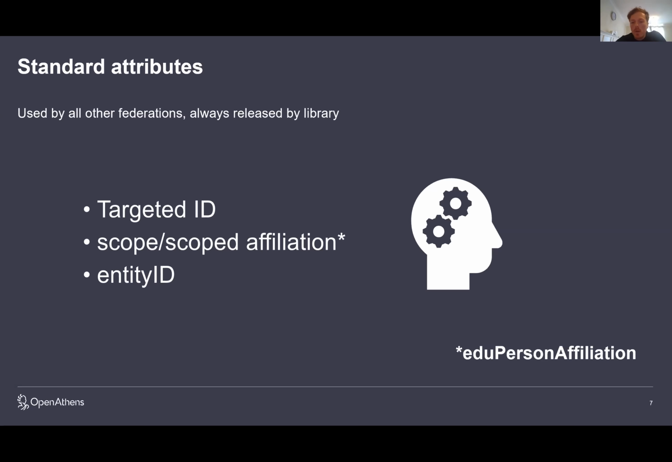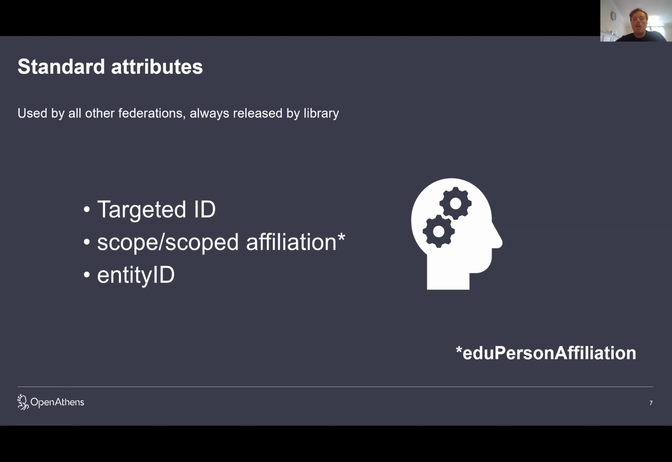For example, one nuance to the way OpenAthens operates is the use of scoped affiliation. You may see in other federations, they refer to this as something similar, eduPerson affiliation, which is not used by OpenAthens. We prefer to use scoped affiliation for the reasons outlined earlier. Working with many consortium level organizations, it provides the granularity they need and the granularity that publishers require.